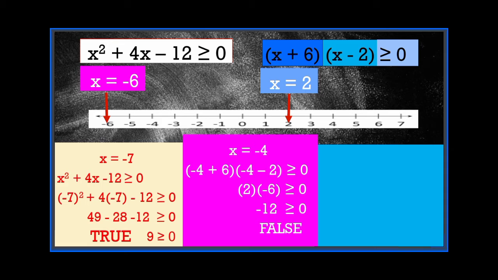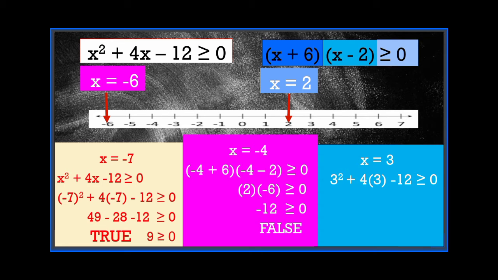Okay, ngayon, let us try naman numbers na greater than 2. So, kahit anong numbers na greater than 2. So, let us choose 3. So, let us substitute this in the given inequality. So, 3 squared plus 4 multiplied by 3 minus 12 is greater than or equal to 0.